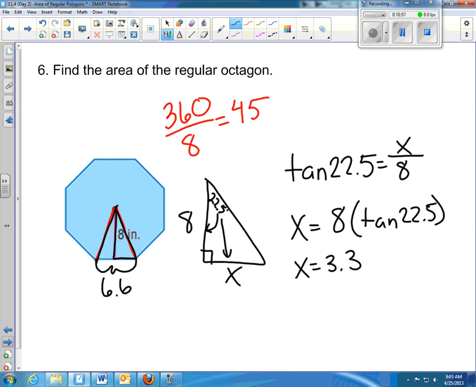So now we have our base and our height, and could go ahead and find the area of one triangle and times it by 8 to find the area of the rest of them. So your job is to find the area of the one triangle. So base times height, these two numbers, divide by 2, and times it by our number of sides, 8.